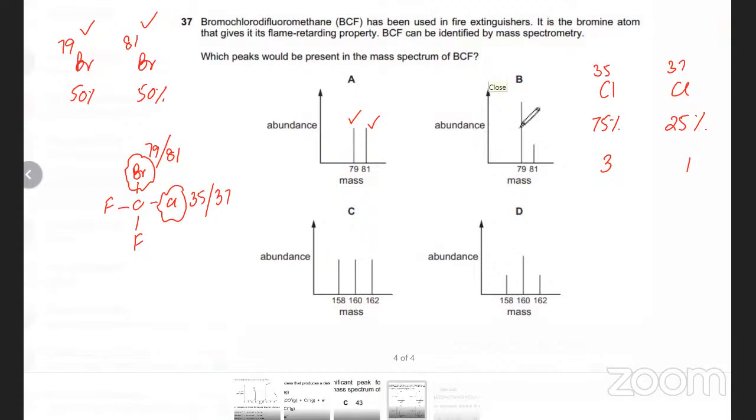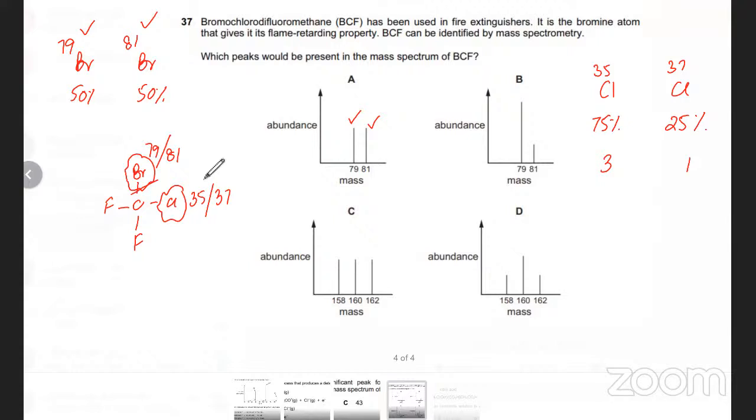Yes, sir. What about C and D? So now what's wrong with C and D? Is this clear about one bromine, right? If you have one bromine, it's either going to be 79 or it's going to be 81.